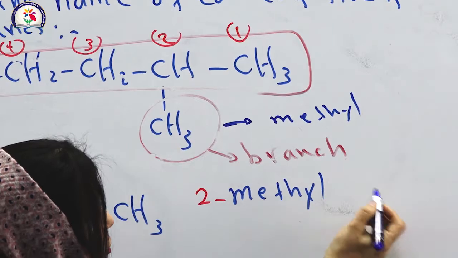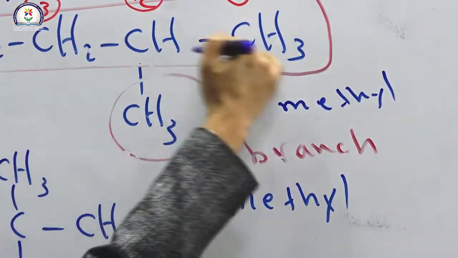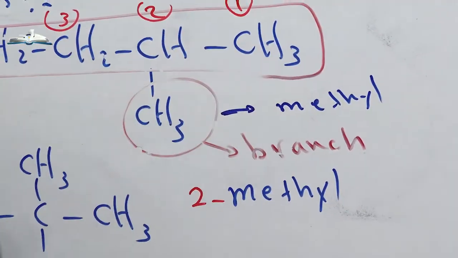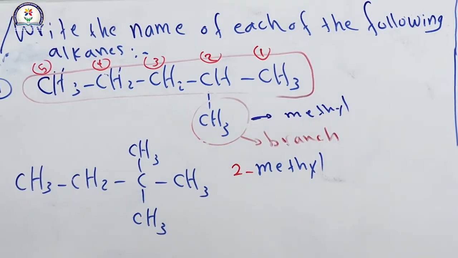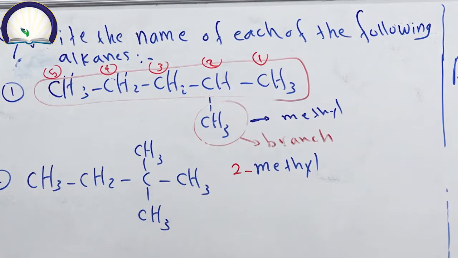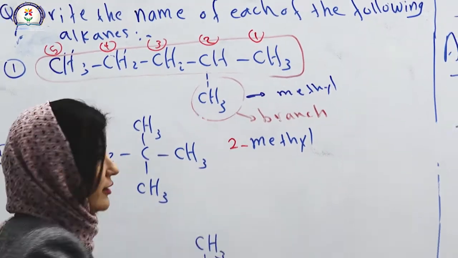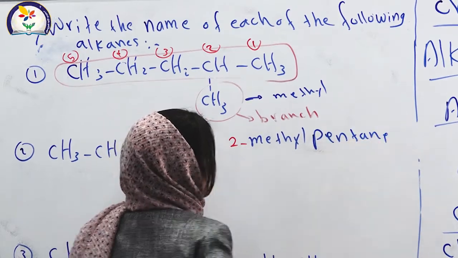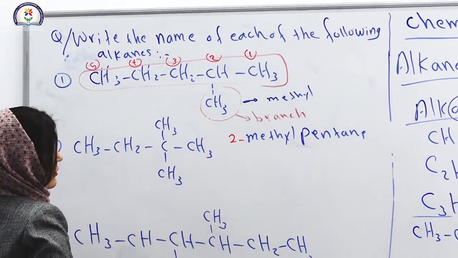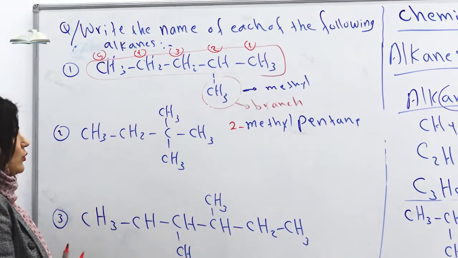And then you have to write the name of the chain. The chain has 5 carbon atoms. If we have 5 carbon atoms, you have to say pentane. So the name is 2-methylpentane.